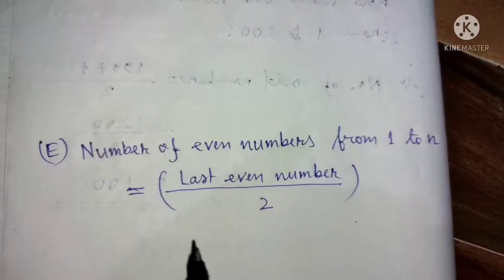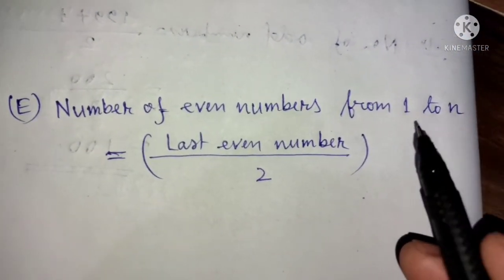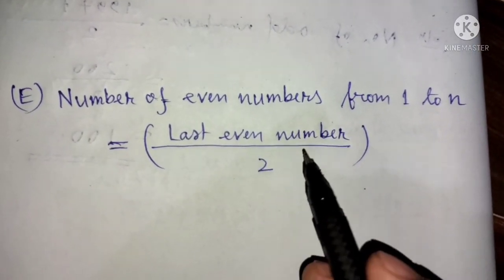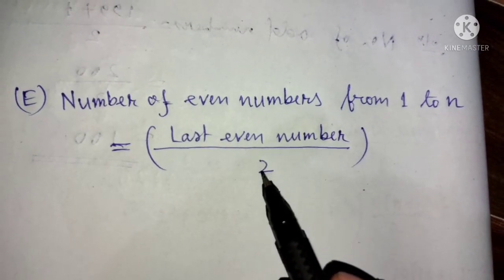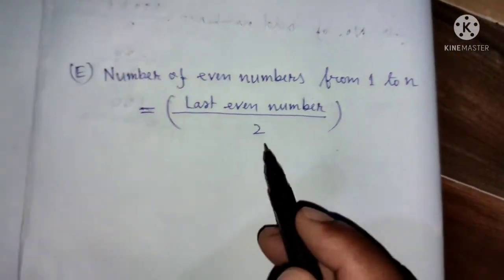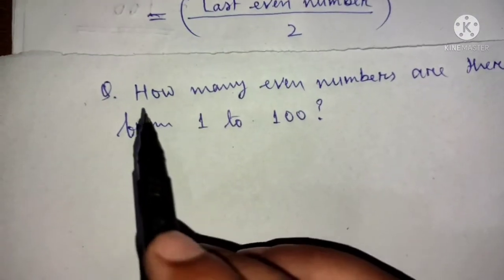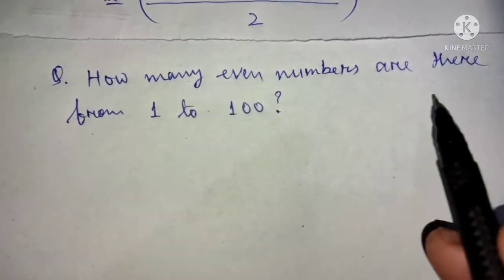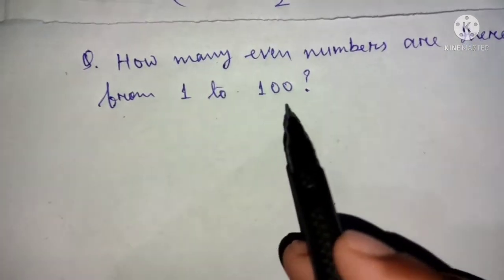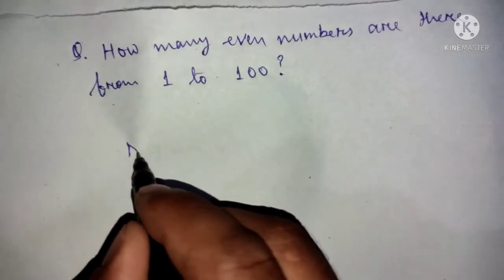Now we shall discuss the next part: number of even numbers from 1 to n is equal to the last even number divided by 2. Only the last even number is what we have to check in the given numbers, and divide by 2. Now let us take an example here to find the number of even numbers. The question is: how many even numbers are there from 1 to 100? In this case you have to see the last even number, and as we can see here 100 is an even number.